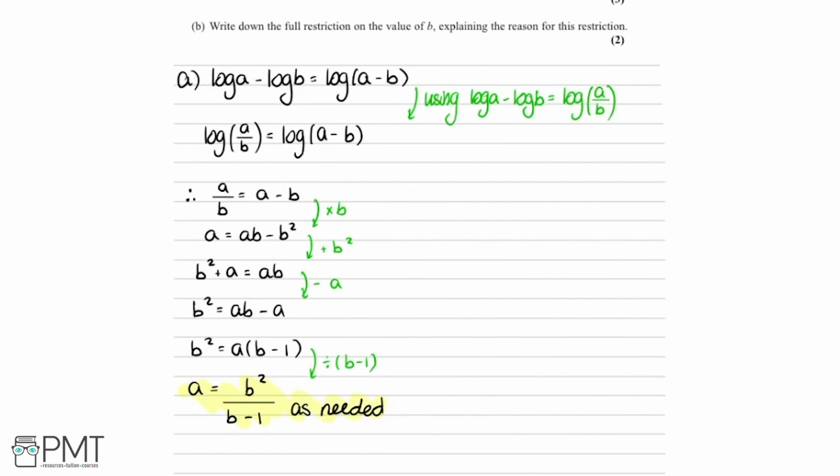And look at the mark scheme to see where we get the marks. We get the first mark up here for stating that log a minus log b is log of a over b, and using that fact. We get another mark for this bit of working, going from this down to having b squared equals and all the a's on one side. And then we get the final mark for this working here, factorising out the a and then dividing by the b minus 1, getting a equals b squared over b minus 1.